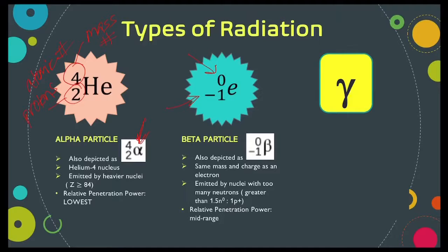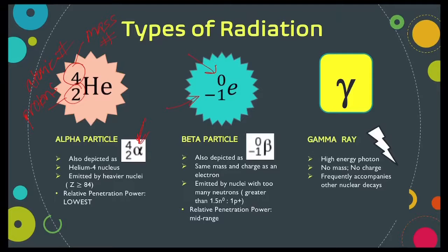Next, we have the gamma ray. So the gamma ray, notice the name, it's a ray. It is pure energy. So it's not called a particle because it's a high energy photon. The gamma ray has no mass and no charge, and it frequently accompanies other forms of nuclear decay. So for example, if a radioactive nucleus is undergoing alpha emission, it could also be releasing a gamma ray at the same time.